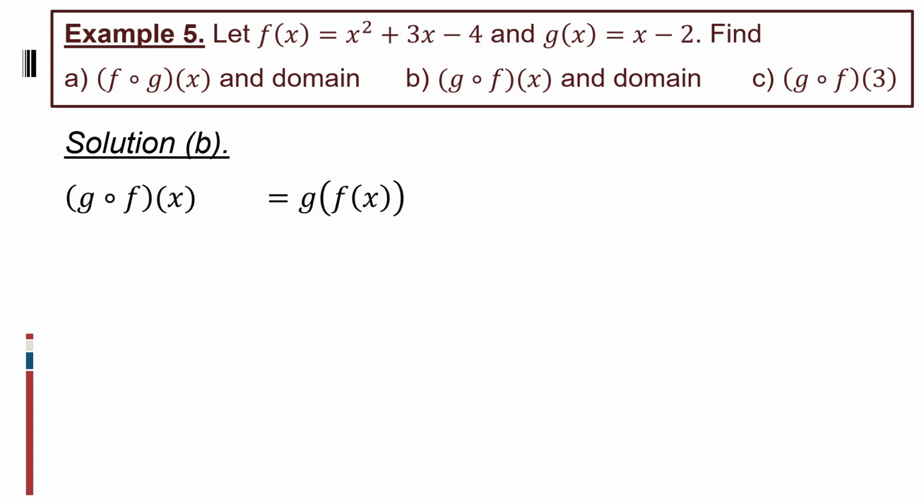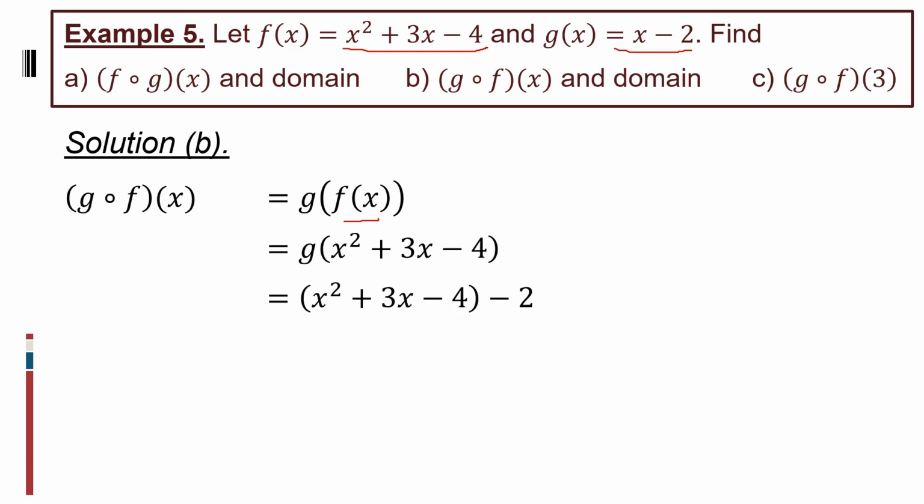For B, we have g circle f of x. So that is equal to g of f of x. Ang inner function na natin ay yung f, ang outer function natin ay yung g. But what is f of x? That is x squared plus 3x minus 4. So, pwede kong palitan, we have g of x squared plus 3x minus 4. So, by evaluating g of x now at f of x, we have x squared plus 3x minus 4 minus 2, and that is x squared plus 3x minus 6.